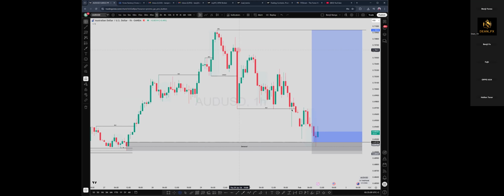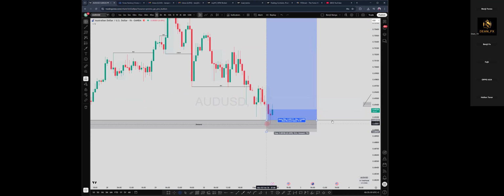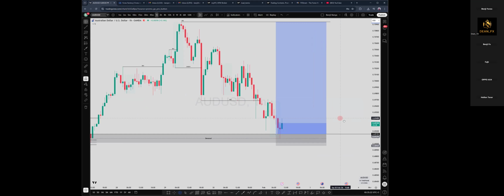Then the market has been pulling back all the way down. Okay, imefika hapa, we have received some good reactions, what we call H1 rejections. So this is going to be a very slow trade.